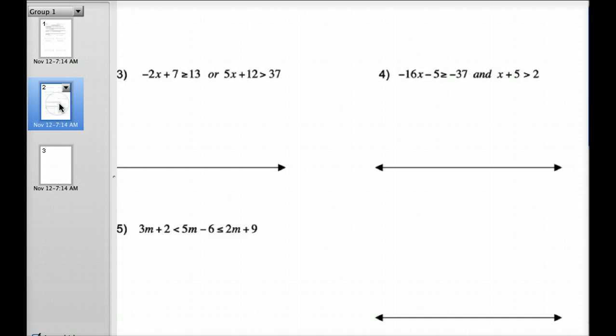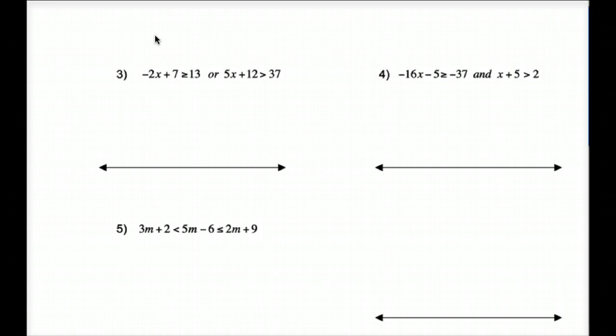All right, so we got the whole first page done, right? Now the second page. I don't think we did 3 or 4. We did 5 though. Everybody try to get 3 and 4 done. But first, number 3. Is it an and or an or? Or. How do you know? Because it says or in the middle. Some kids don't even know if it's an and or an or.